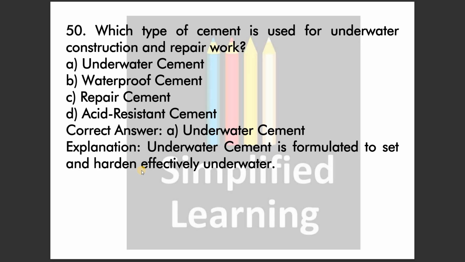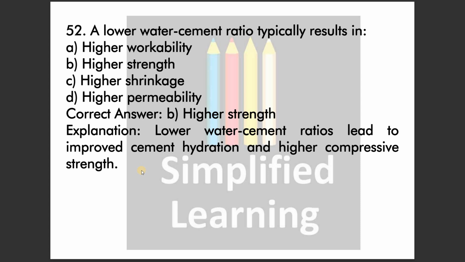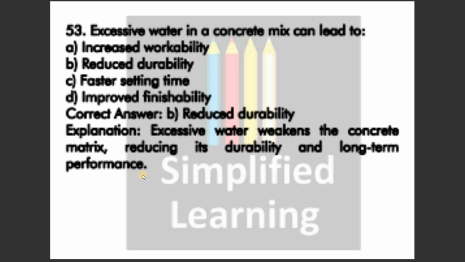Then which of the cement is used for underwater construction and repair work? The answer is going to be underwater cement. Then what is the water cement ratio in concrete mix design? Okay, it is the ratio of water content to cement content, right? Whenever we are fluctuating the water cement ratio, we are going to fluctuate the workability, the strength and durability of the concrete. Then a low water cement ratio typically results into higher strength. Okay, lower water cement ratio leads to improved cement hydration and increased compressive strength.